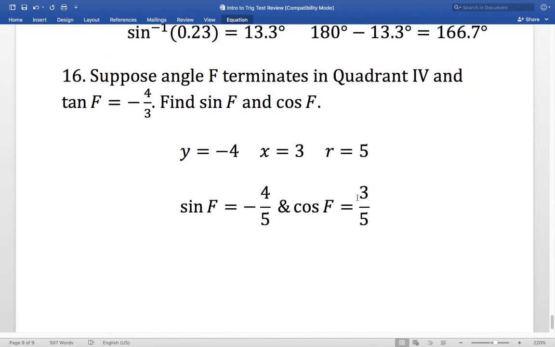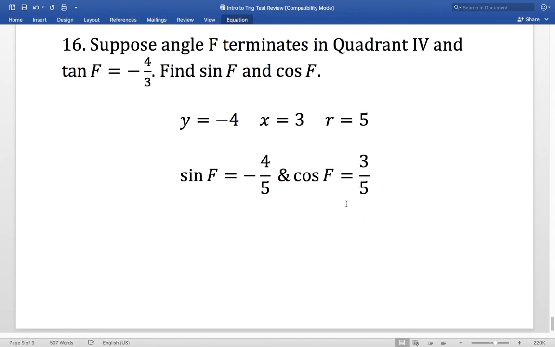And then the last possible problem that you'll have on the test: suppose angle F terminates in quadrant 4, and tangent of F is equal to negative 4 over 3. Find sine F and cosine F. With this, you need to be able to find your y value, your x value, and your r value. If you're in quadrant 4, then your y value is negative and your x value is positive. So this negative is associated with your y value, and x is going to be 3.